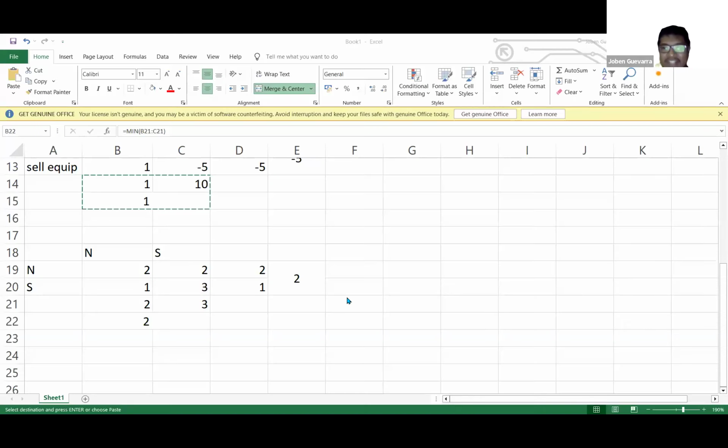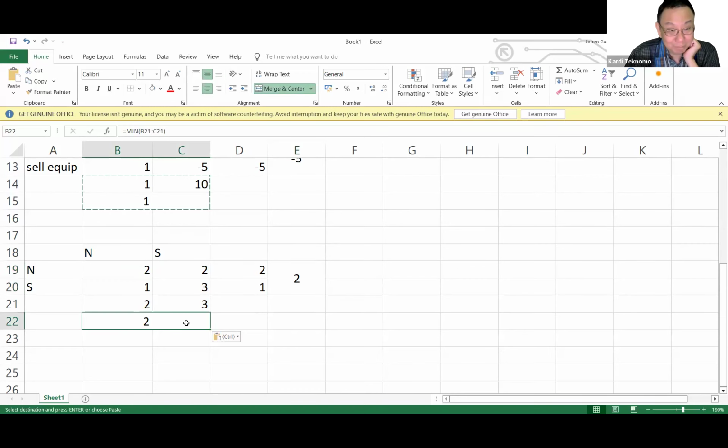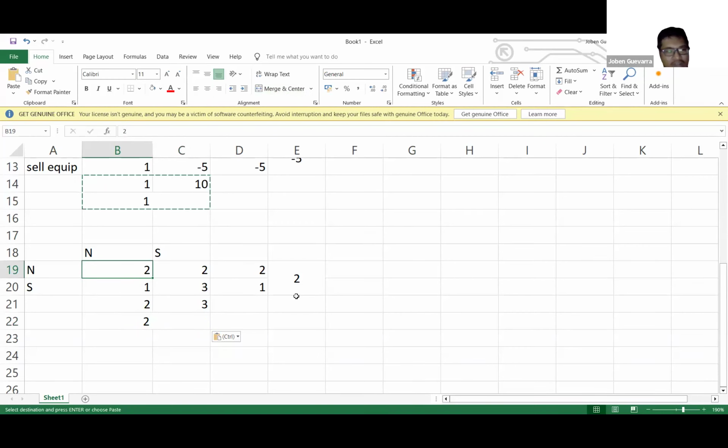I'll just try, sir. Since Kenney always wins, I just take the raw values, and then I use the minimax and maximin. So I got 2 and 2, so the saddle point is 2. That's correct. This is the common saddle point.